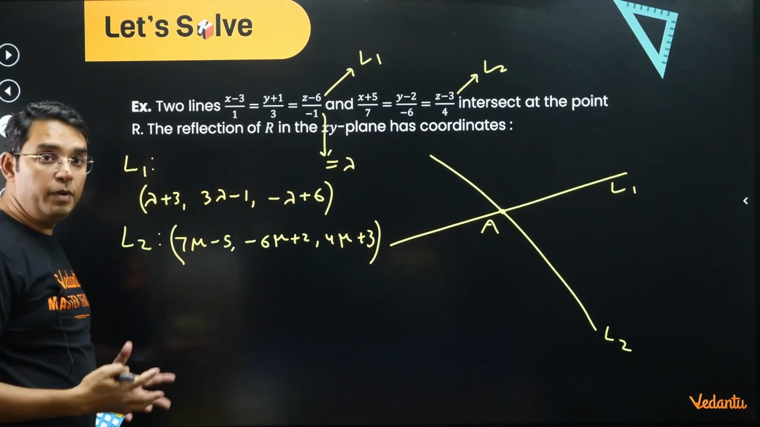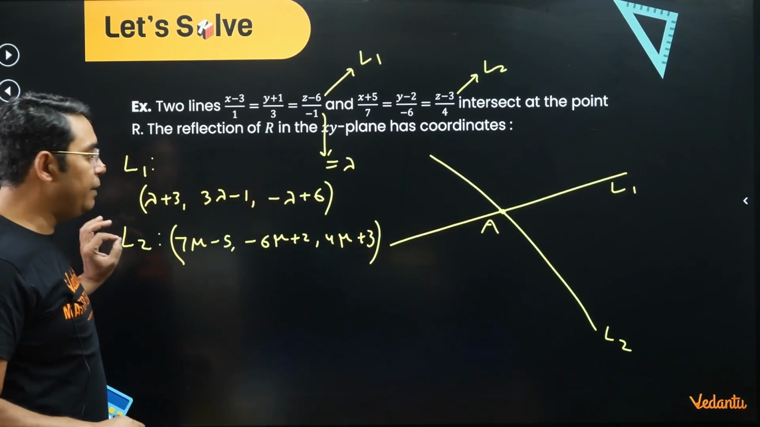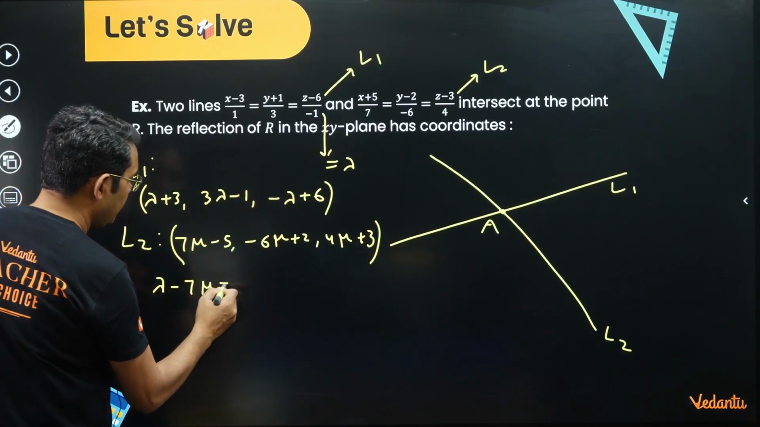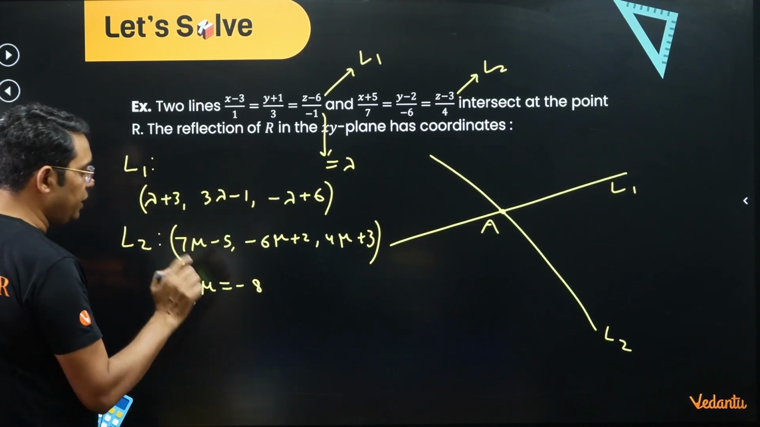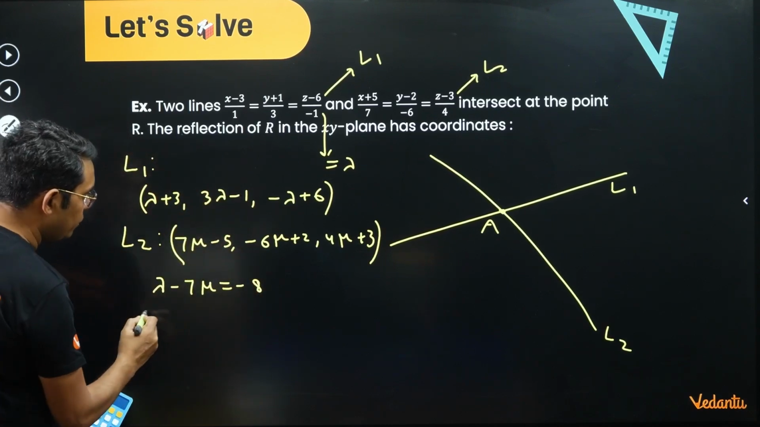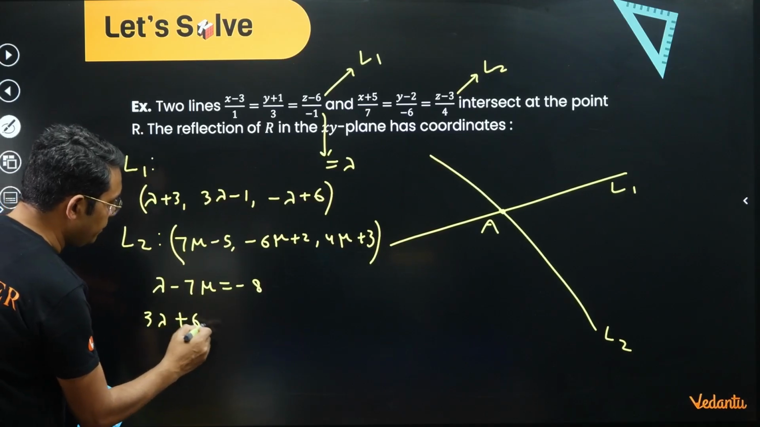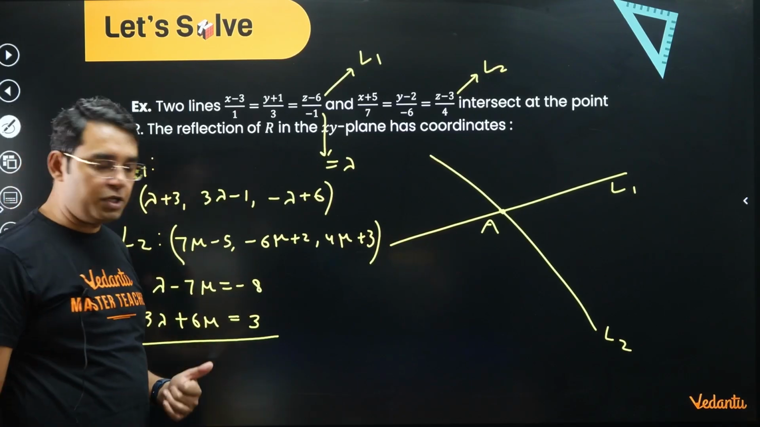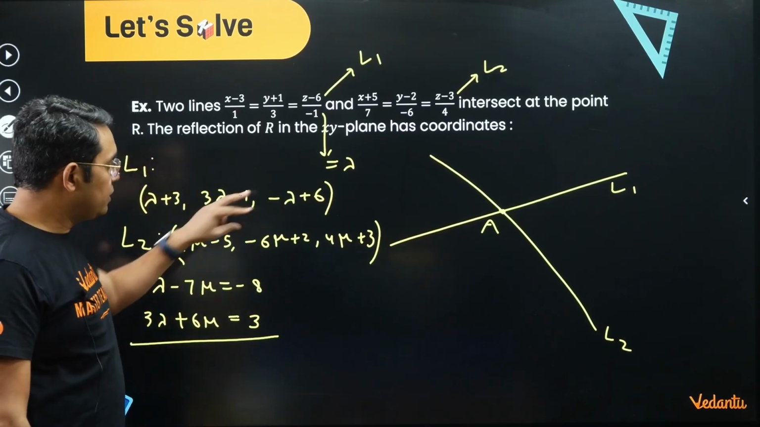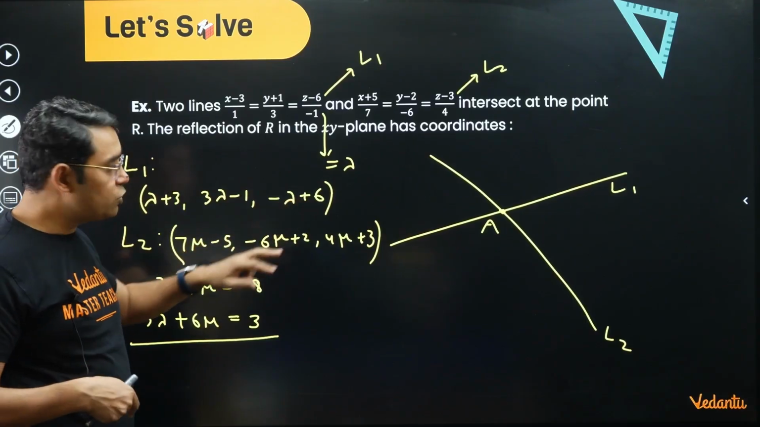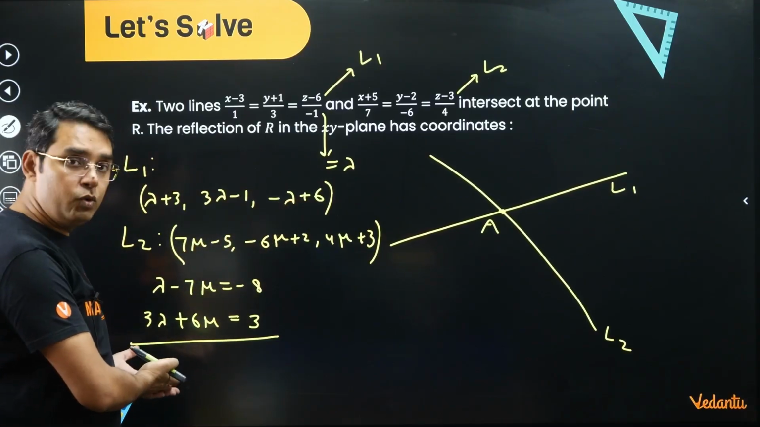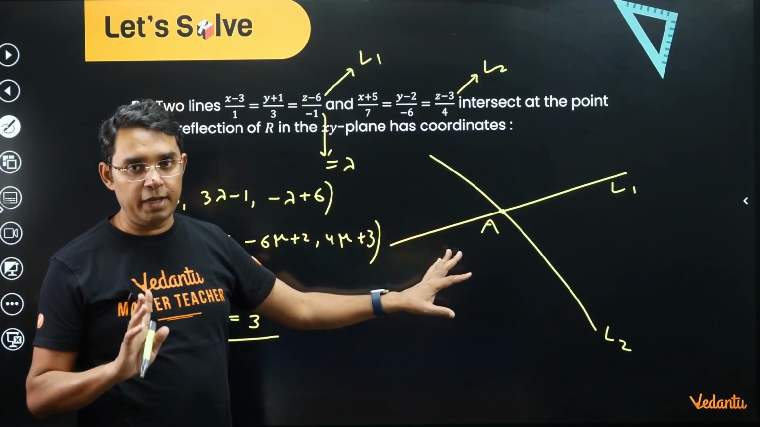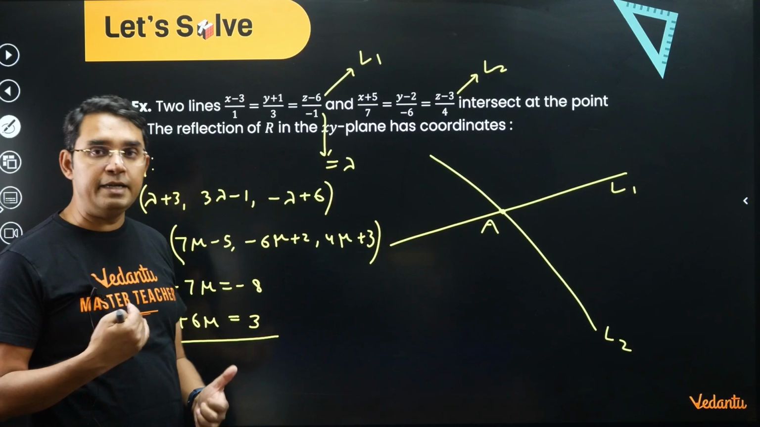Now these 2 points should be equal to each other for certain values of lambda and mu. So I will equate these two, which will give you lambda minus 7 mu is equal to minus 8 if I equate x coordinates. If I equate y coordinates, it will give you 3 lambda plus 6 mu, and that will be equal to 3. I think only 2 equations are sufficient to find the values of lambda and mu. Okay, the third equation coming from z coordinate should automatically satisfy these values of lambda and mu. If it is not satisfying, then these lines will not be intersecting each other. You can call them skew lines. That can be another way of finding whether lines are intersecting or skew.